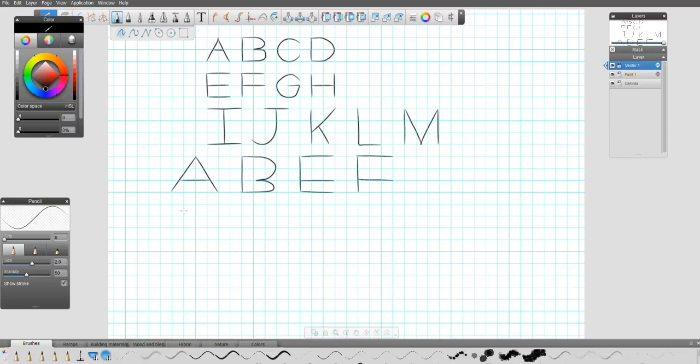So let's finish the lettering. So we work with the letters. Now we are going to work with numbers. So I'm going to show you how to work with numbers really quick from 1 to 10.